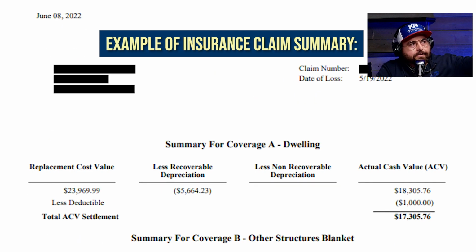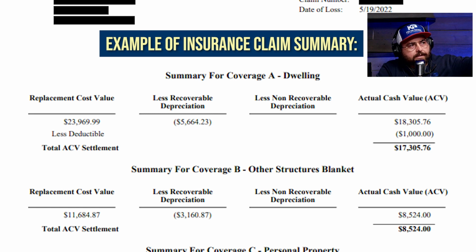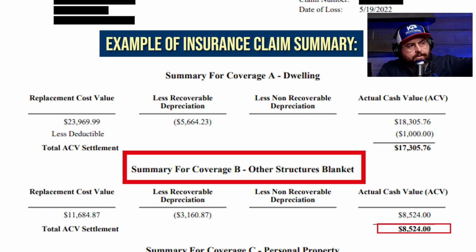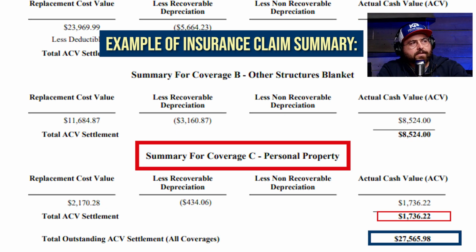In this case, you see coverage A for the dwelling. That's the house. The other structures is coverage B, and then the personal property. So these are all of the things that were damaged that insurance is paying for, right, Lon?